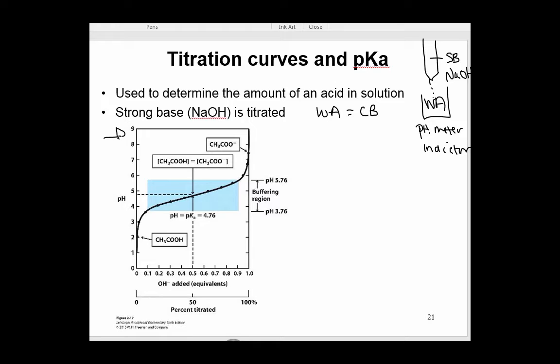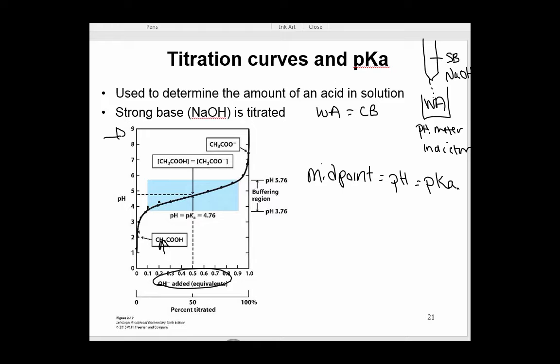What we're doing is adding equivalents of our strong base, sodium hydroxide, and at the start we have the protonated form in our beaker. We're starting off with our fully protonated form, this is acetic acid. As we titrate, we're adding base and starting to change the acidity of our solution. At the midpoint, the pH of our solution is equal to the pKa. This is extremely, extremely important.